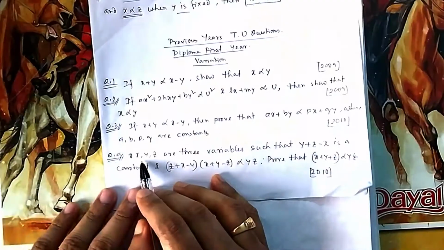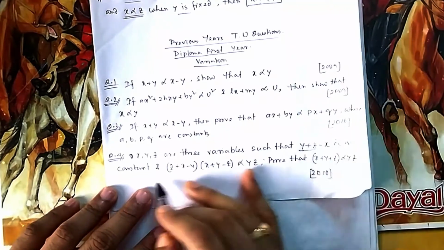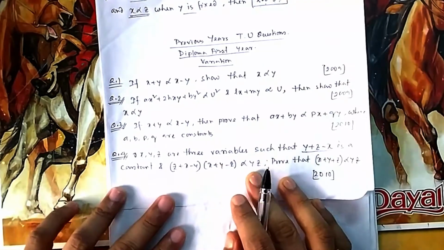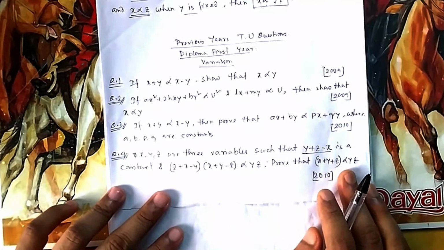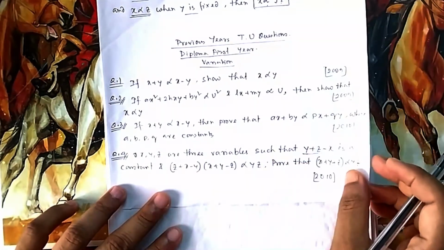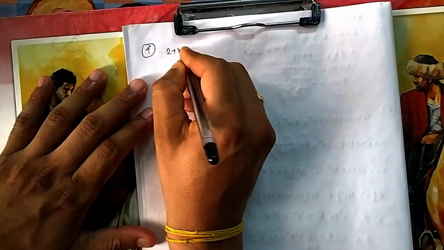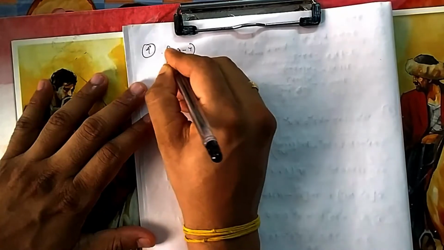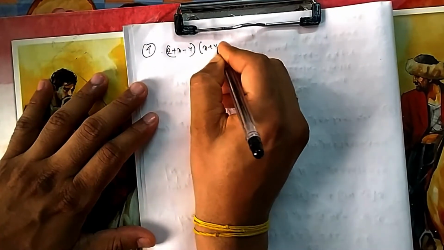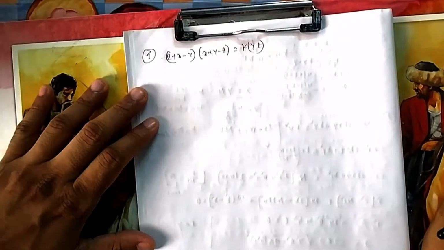Proved. Next: x, y, z are three variables such that y plus z minus x, take care of this one, is a constant, and this is proportional to yz. Then you have to prove x plus y plus z is proportional to yz. Somehow you have to create this one here. So what is given to you? y plus z minus x into x plus y minus z is equal to k into yz, because it was proportional.